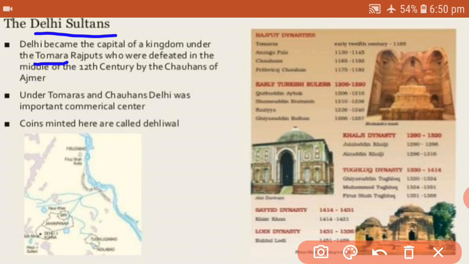under the Tomar Rajputs, but they were defeated in the middle of the 12th century by the Chauhans of Ajmer, as we have already seen in the previous lesson. Under Tomars and Chauhans, Delhi was an important commercial center, and coins were also minted there, and they were known as Delhiwal. So the place where the coins were minted was known as Delhiwal.